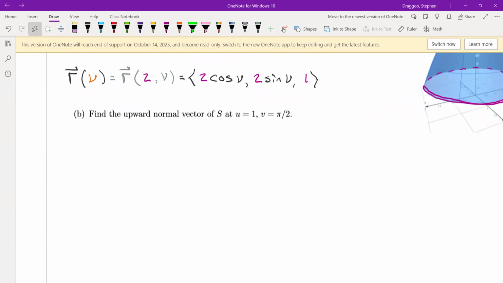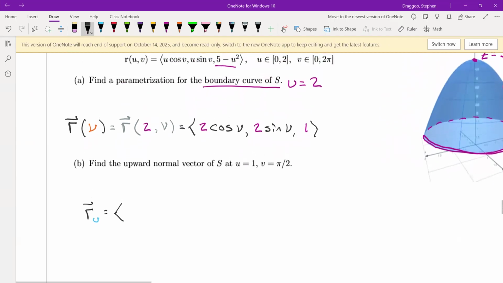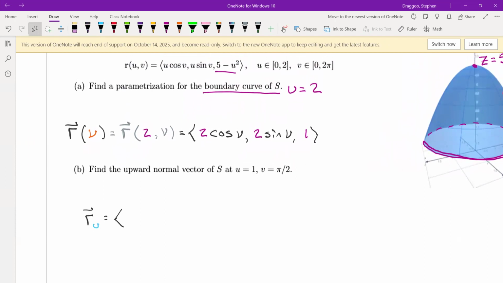So I should be thinking, all right, I need some partial derivatives. Since that's my first idea, I'm going to do it first. I'll come back to some of my other ideas in a moment. So I need a partial derivative of that parametric surface, starting with a u partial. This looks like 1 cosine v, 1 times sine v, and negative 2u.